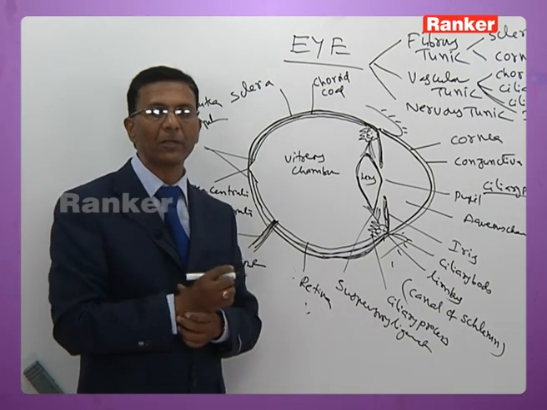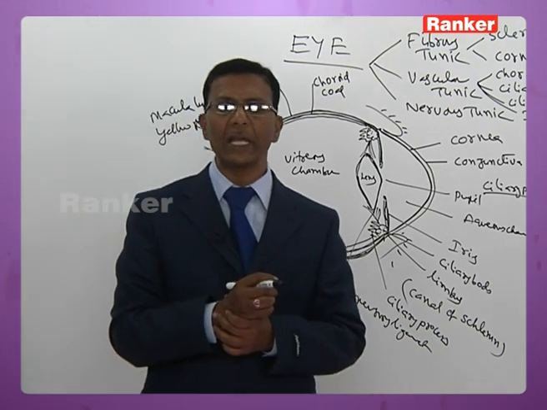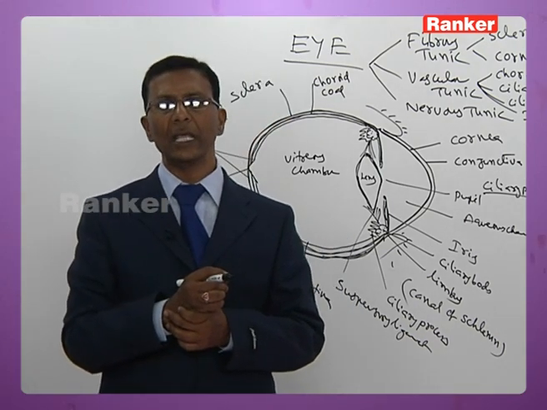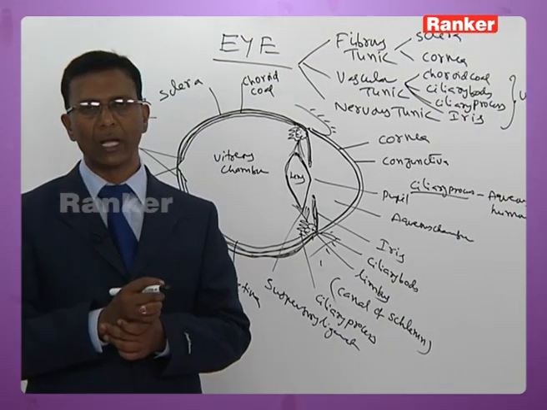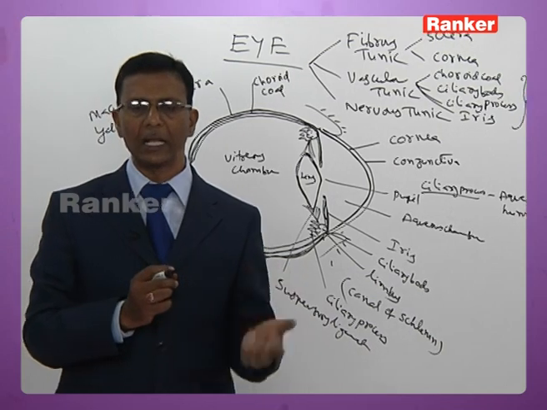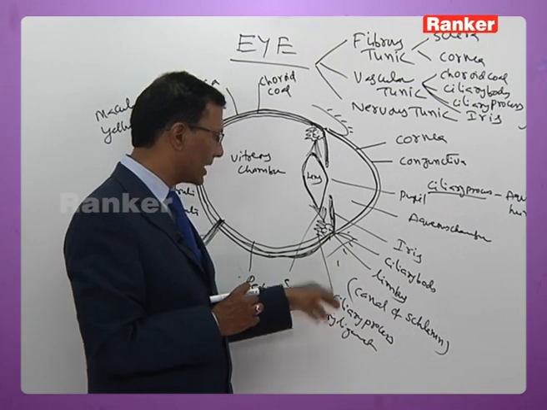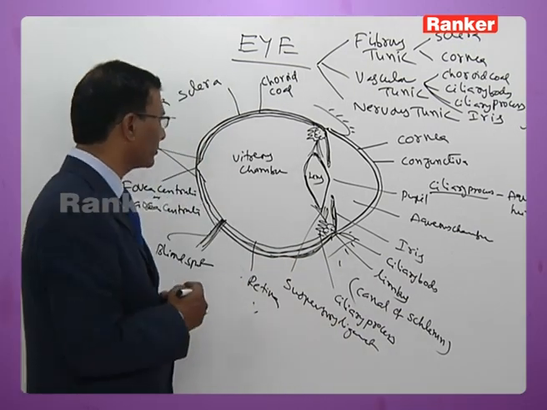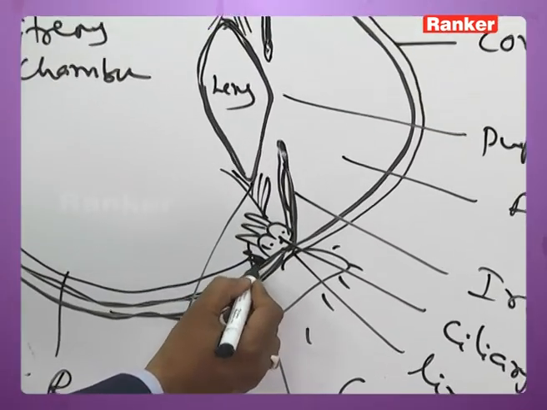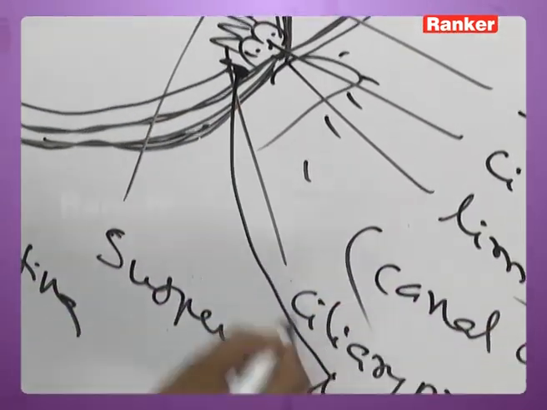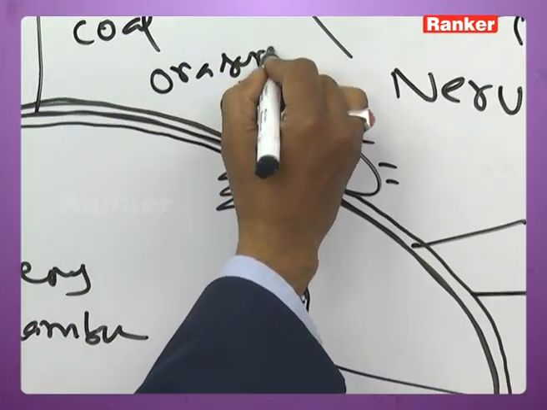Vitreous chamber is filled with vitreous fluid, which is jelly like, that nourishes the retina and at the same time helps in maintaining intraocular pressure. Vitreous humor is secreted by the retina itself, whereas aqueous humor is secreted by the ciliary process. And the part of the retina that comes in contact with the choroid coat is called ora serrata.